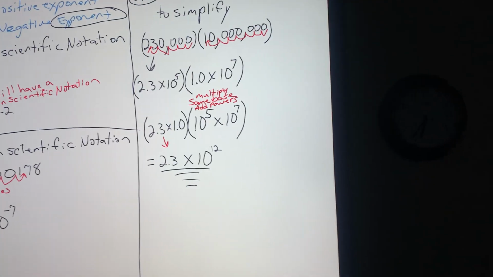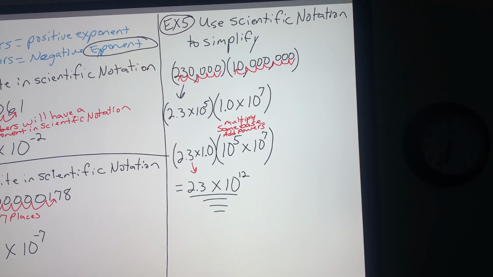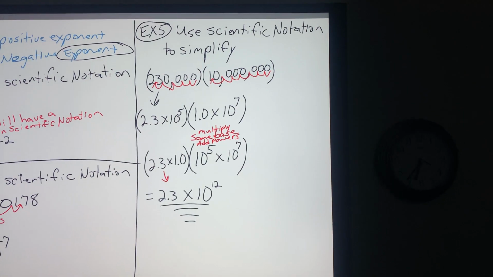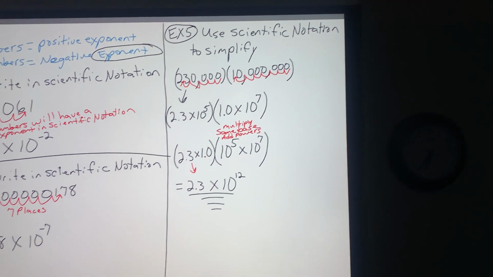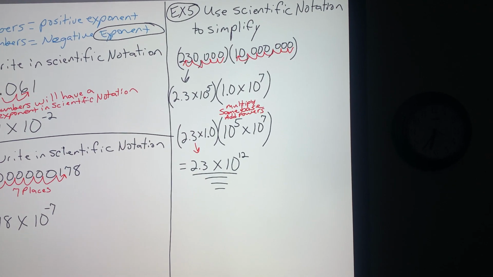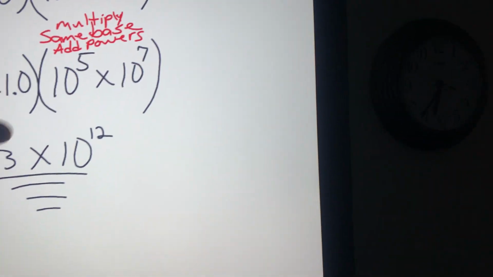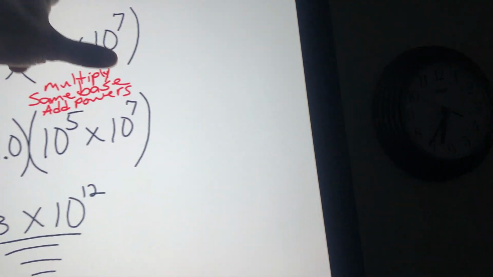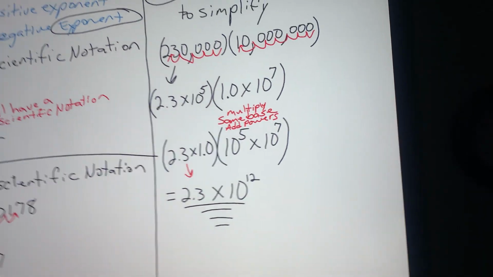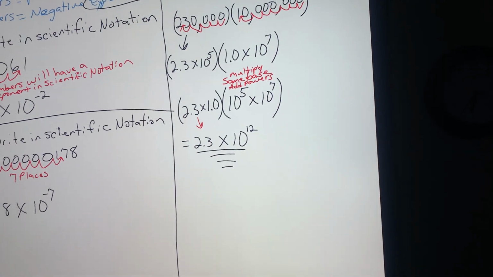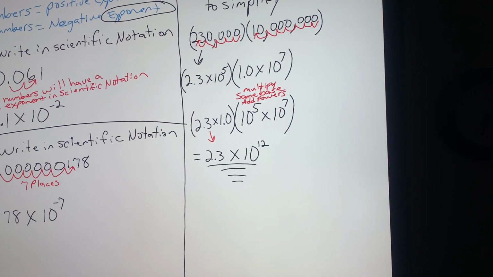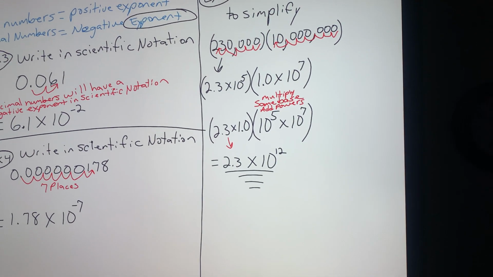Here we're multiplying two numbers, and we're asked to use scientific notation to simplify it. So first we change those two numbers into scientific notation. We moved this one 5 places to get between the first two numbers, and this other one we moved 7 places. So we write both of them in scientific notation.